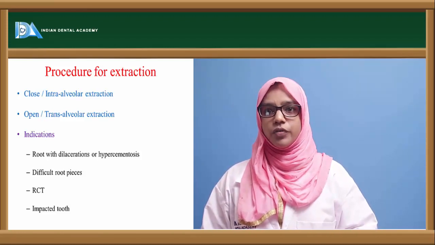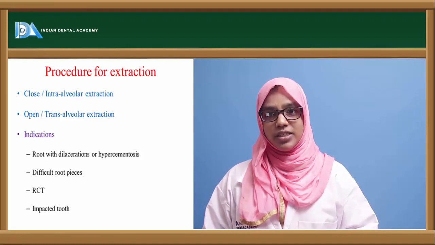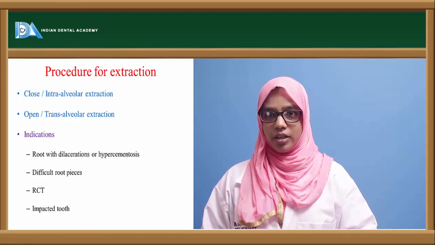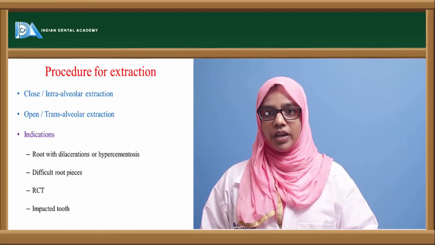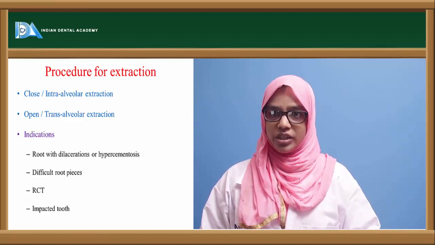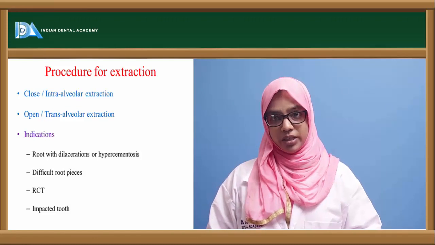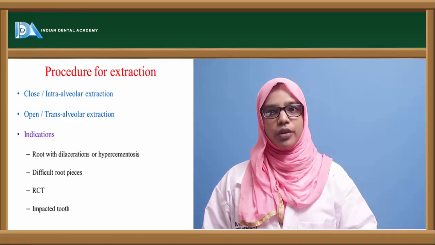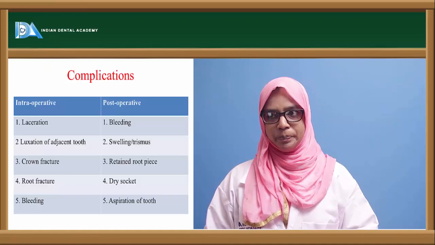In case of difficult root pieces, which are not seen clinically, that is below the cervical margin, you need to raise a flap, do the bone guttering and then remove. In case of root canal treated teeth, you might have to do an open method. In case of impacted tooth, you definitely have to do an open method.